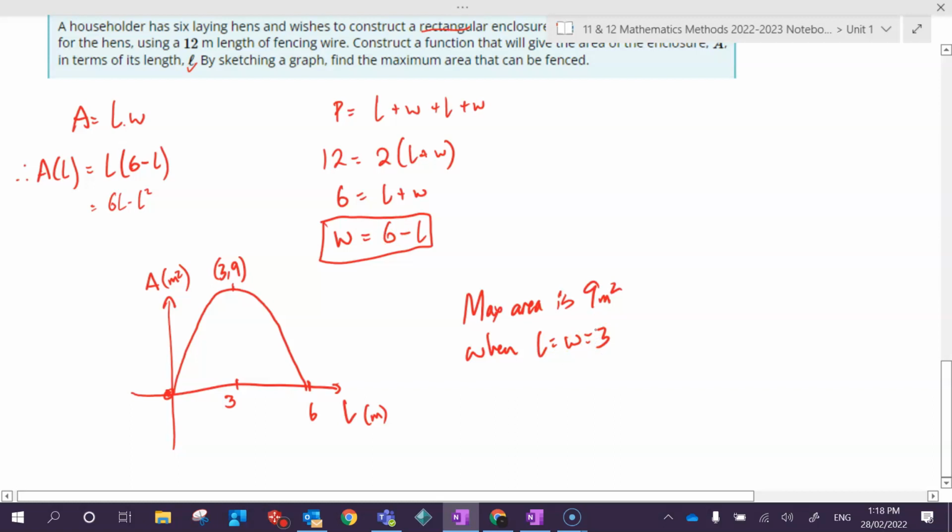Of course, once you've got that equation, you could have just found the maximum by using the coordinates of the turning point: negative b on 2a, and 4ac minus b squared all over 4a. Negative b on 2a. Remember, they are the coordinates of the turning point of any parabola. So you could use that as well.